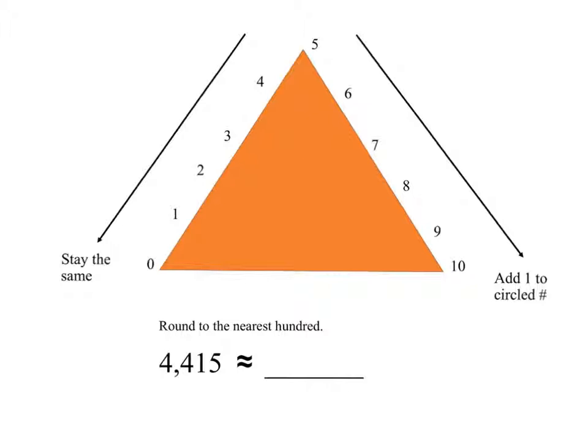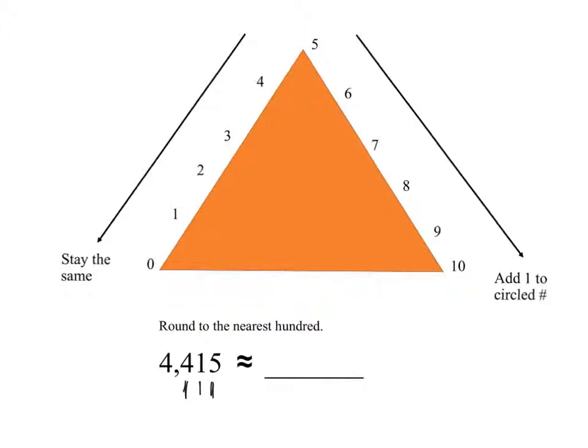So let's take this number down below, and it says round to the nearest 100. So we're going to take this number 4,415 and round to the nearest 100 on here. Well, I first have to identify my place value of the 100. So I'm going to start off with my 1s here, and I know my 1s are right here. Then I go to my 10s, and then my 100s here.